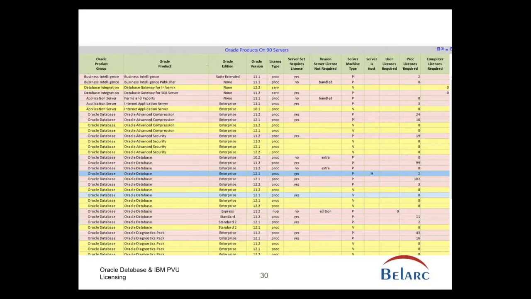This is a screenshot from one of the tools that we provide, and it shows you the very detailed structure of all of the information that we discover for all of these products, including the particular kind of server that you can see, the server machine type, whether it's virtual, whether it's a host, whether or not a license is required. All of that information could and should be discovered automatically.